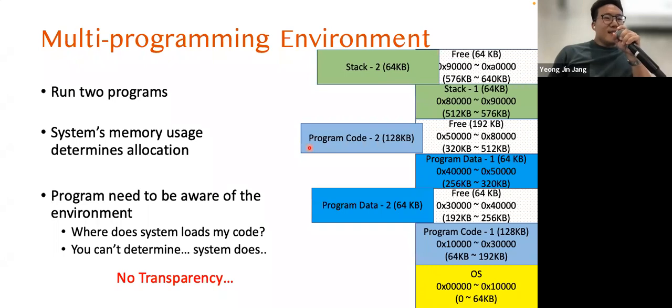And let's take a look at another problem. This is about the transparency problem. The implication is that if we don't have virtual memory, the application developer needs to know which address the application will be loaded at, and needs to consider what other applications are running on the operating system.